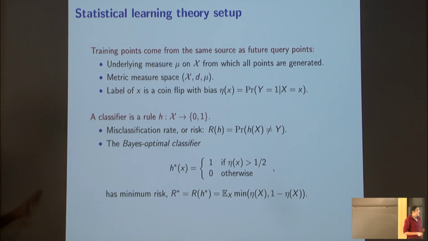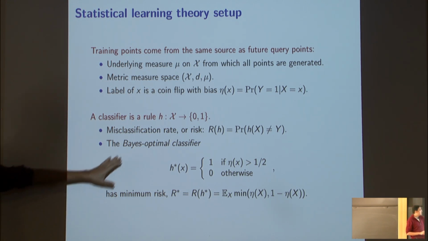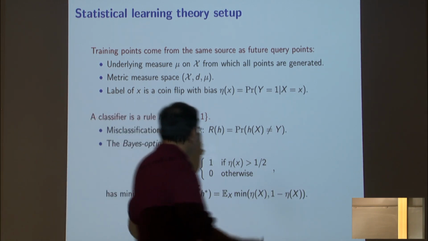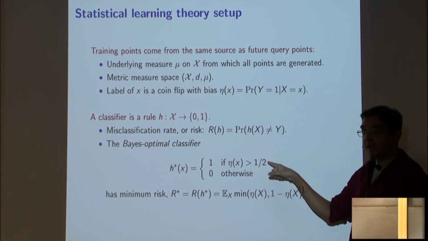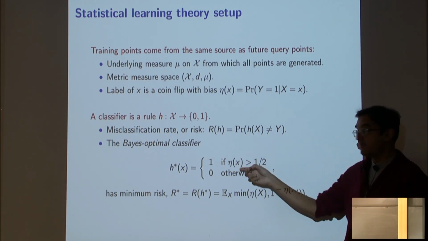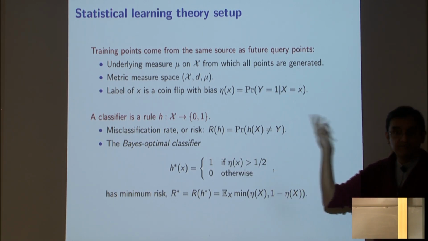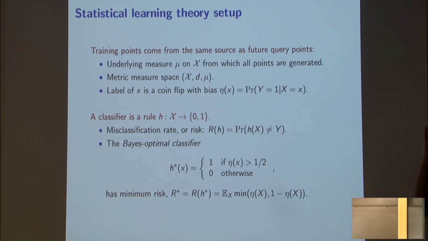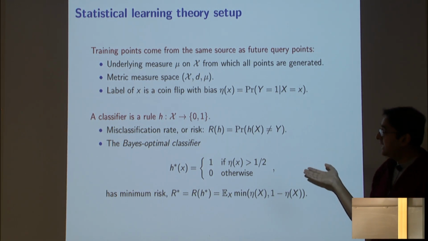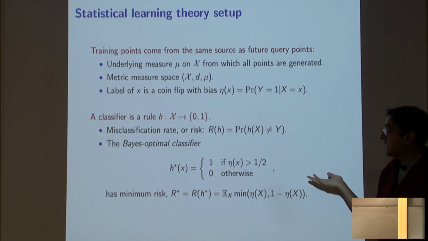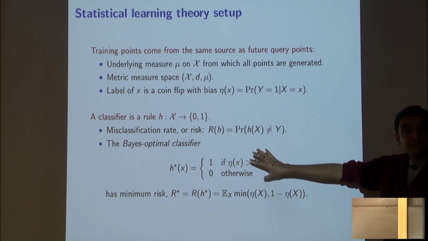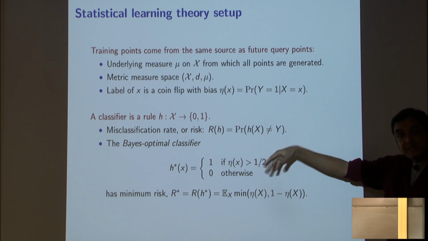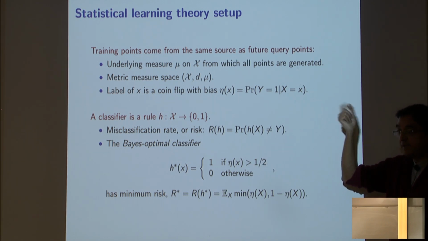Now, the very best possible classifier is called the Bayes optimal classifier. What is it? It's the one that for any point x looks at eta of x, and if that bias is greater than a half, it predicts 1, and if the bias is less than a half, it predicts 0. So this is the best possible classifier. Unfortunately, there's no way we can write this down since we have no idea what the underlying distribution is. So we can't explicitly construct this, but still, it's something that we aspire to.